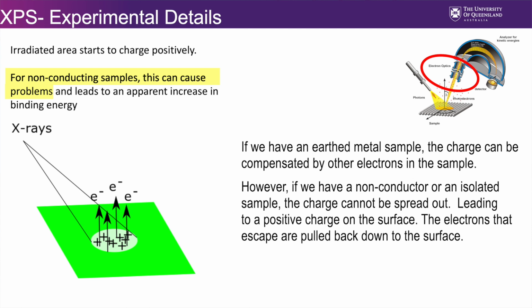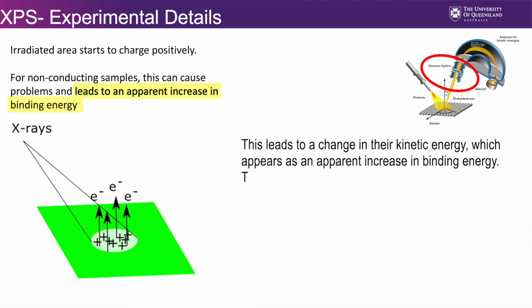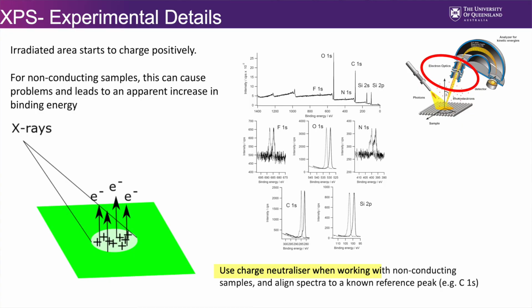However, if we have a non-conductor or an isolated sample, the charge can't be spread out. This leads to a buildup of charge on the surface, and therefore the electrons that escape start to be pulled back down. This leads to a change in their kinetic energy at the detector, which appears as an apparent increase in the binding energy, and so the peaks shift up the energy scale. And so what we need to do for non-conducting samples is use a charge neutralizer system.